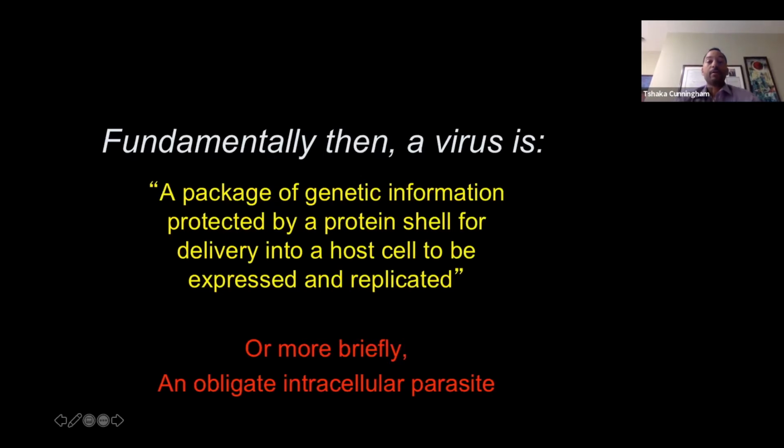All right. So what is a virus? When we think of what a virus is, it is essentially what we call an obligate intracellular parasite. That's a big, long way to say it's something that likes to get inside and live off of our cells. So fundamentally, in a genetic sense, a virus is a package of genetic information that's protected by a protein shell for delivery into a host cell whose sole purpose is to be expressed and replicated.